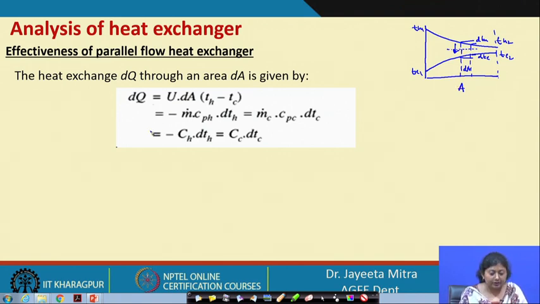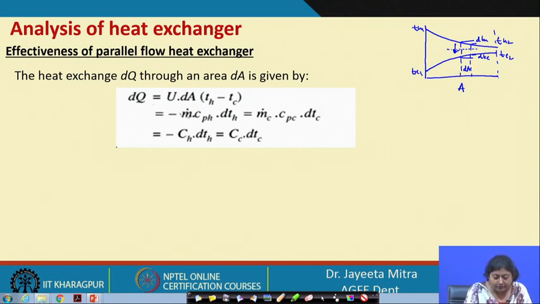We have already discussed how the overall heat transfer coefficient can be determined. So, U into dA, that is the elemental area, into the temperature difference between the hot and cold fluid. This difference is the driving force for moving dQ amount of heat through the dA amount of area from the hot fluid to the cold fluid.